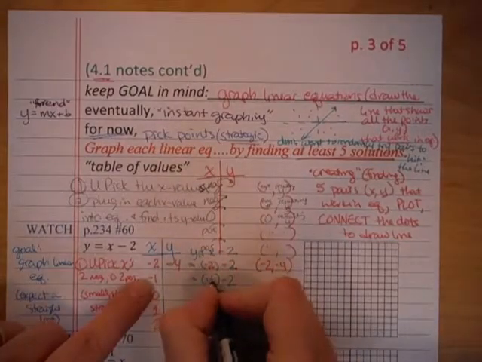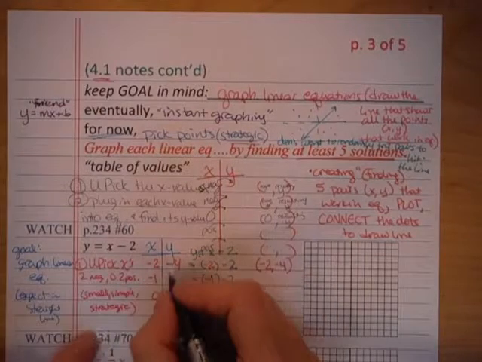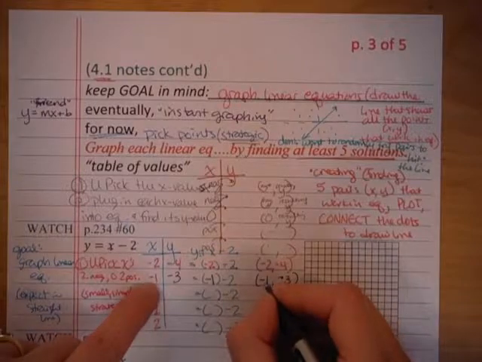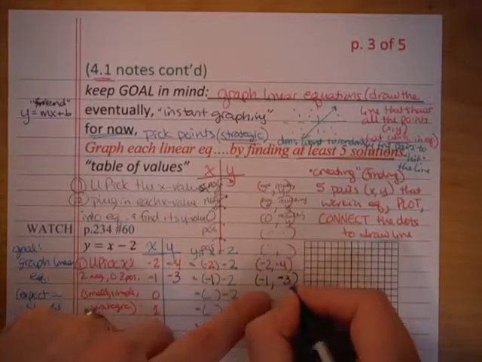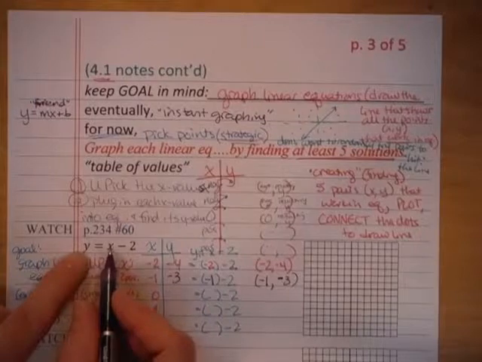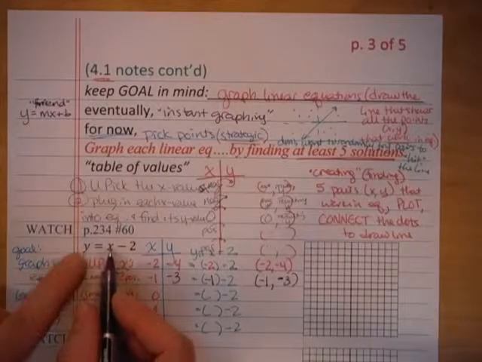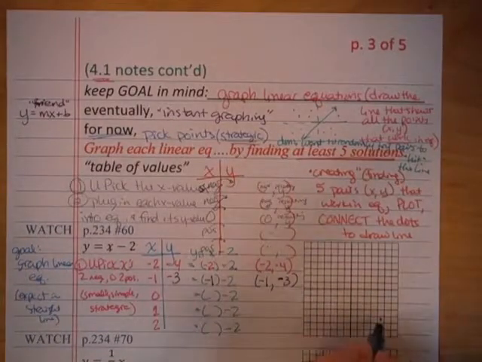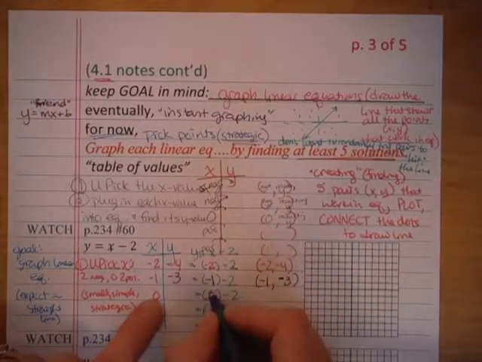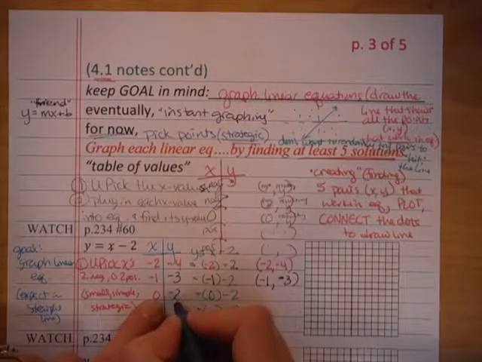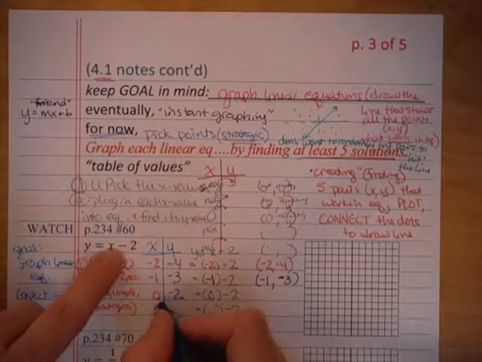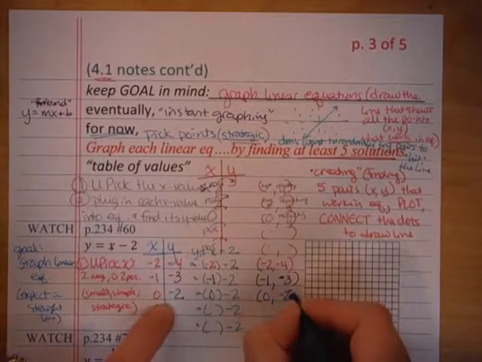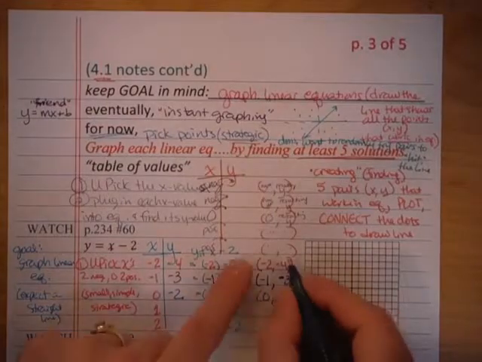Let's plug in -1. -1 minus 2 is -3. I get the point -1, -3. Here's my x, here's my resulting y value. This pair works in this equation. If I put in -1 for x, -3 for y, I get a true statement: -3 equals -3. It's going to be a point on that line. I plug in 0 for x. 0 minus 2 is -2. So I put in 0 for x, I get -2 as my resulting y. That means this ordered pair, 0, -2, is a point on this line.